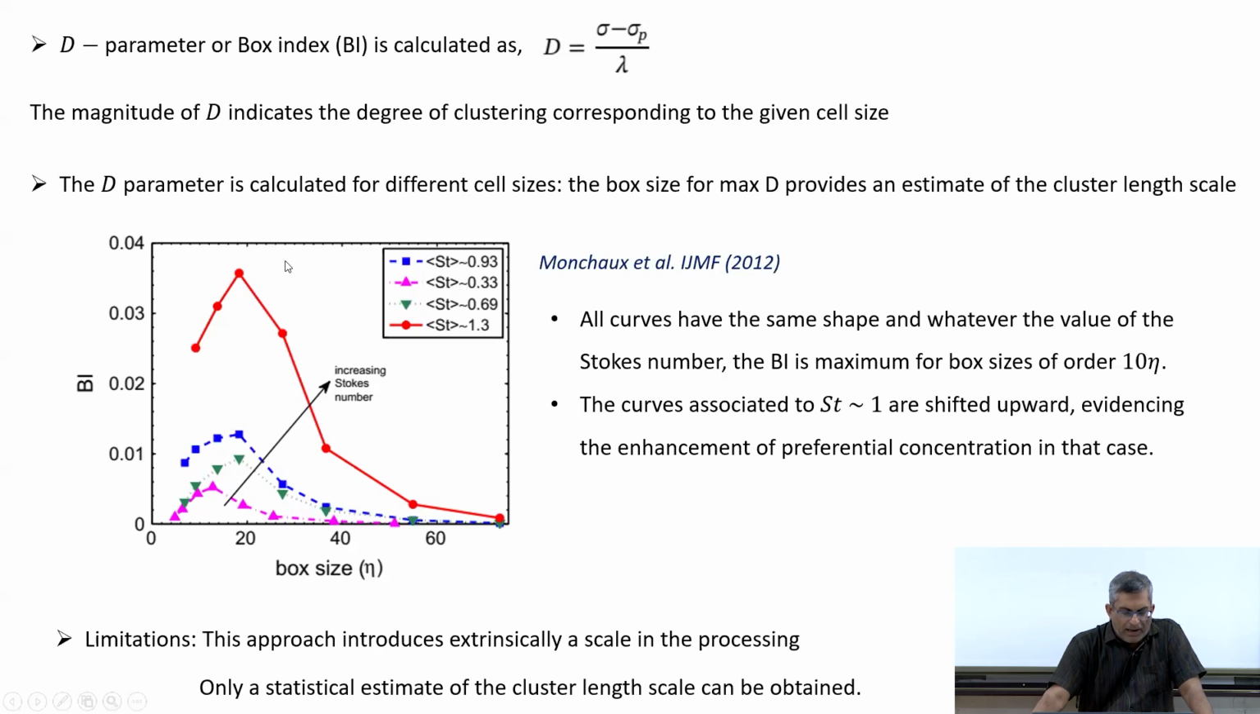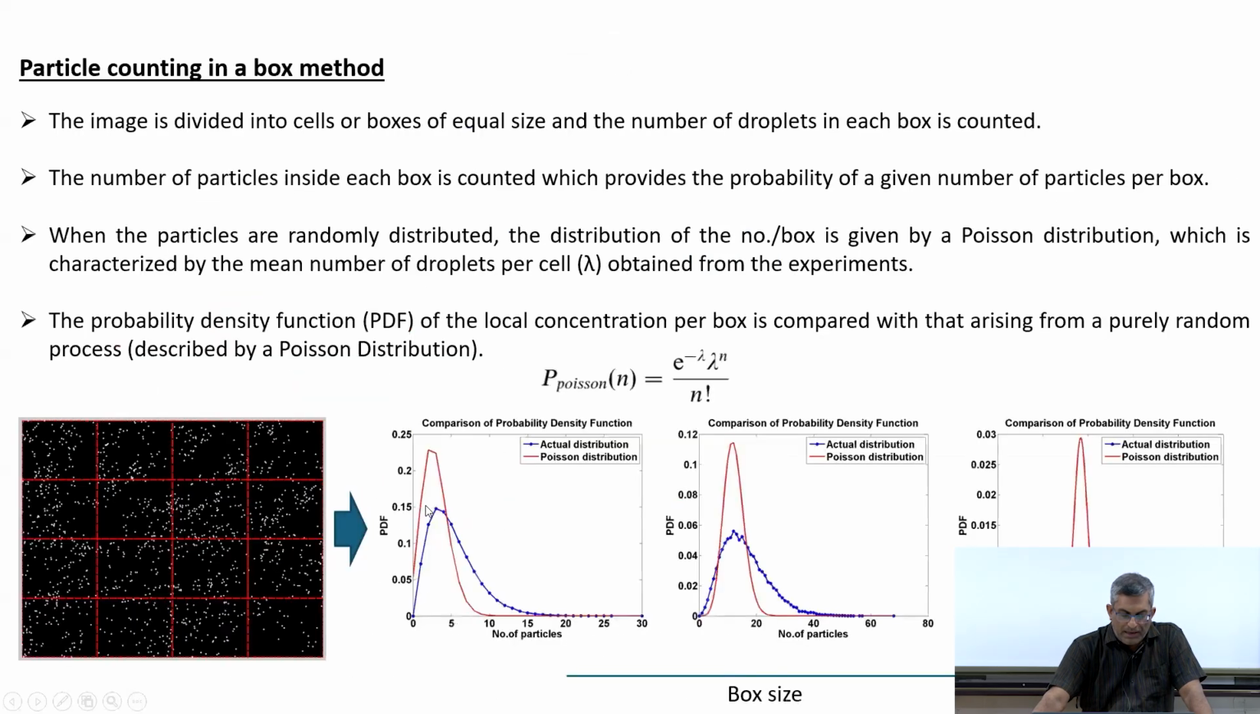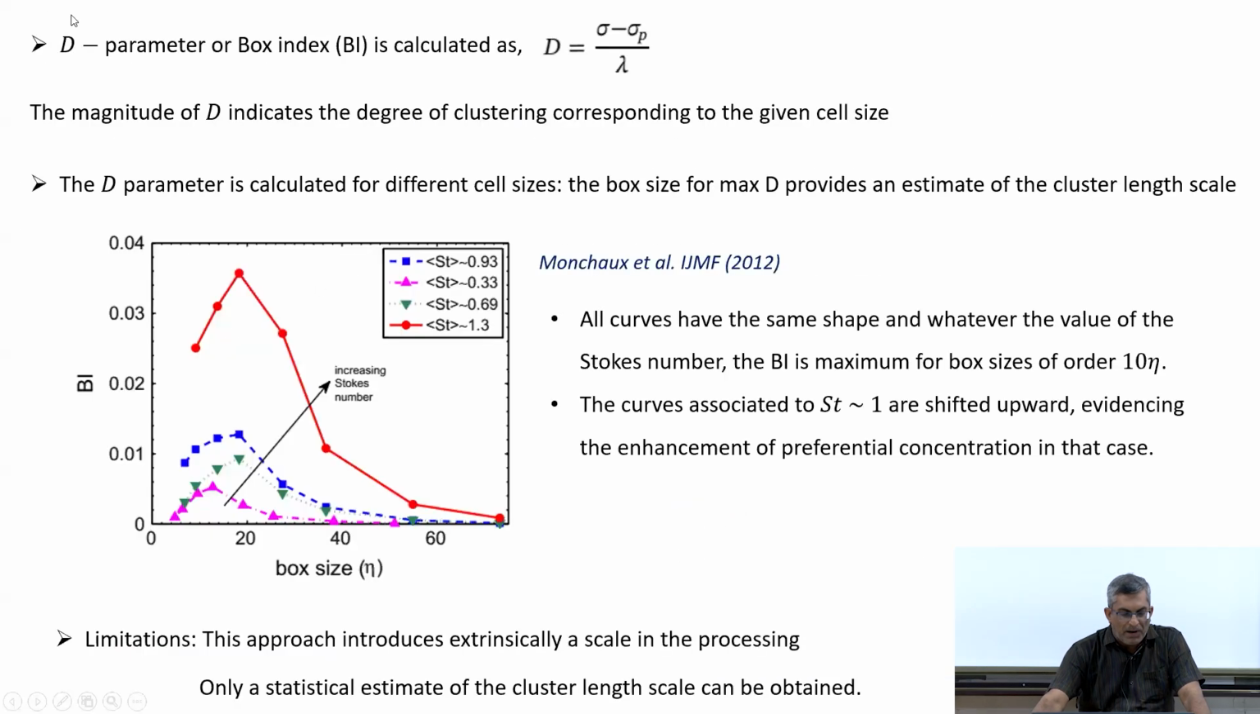And another important point here is that we get only a statistical estimate of the cluster scale. What we calculate here, this distribution, is obtained by considering an ensemble of images. This is not one image, you have an ensemble of images. So, that is why this D parameter corresponds to one set of images. Okay. So, we get only a statistical estimate of the cluster size. You can say we can get an average cluster length scale.